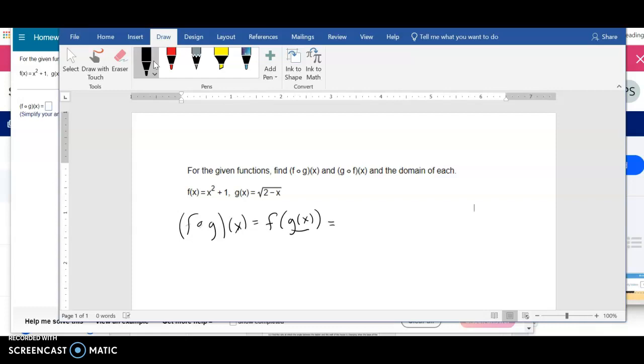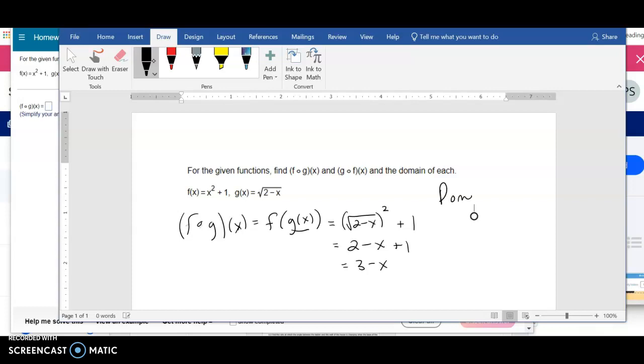So I'll look at f, and everywhere I see an x, I just do a blank space. Okay, f of x is x squared plus 1. F of g is g squared plus 1. Okay, so I just plug in the whole function g. And when I square a square root, that goes away. And I'm just left with this. 2 plus 1 is 3. And there's my function.